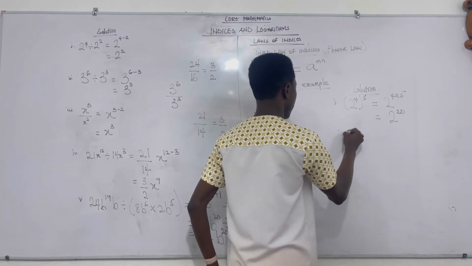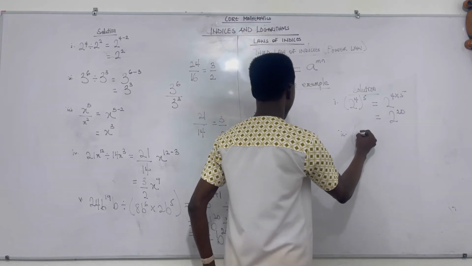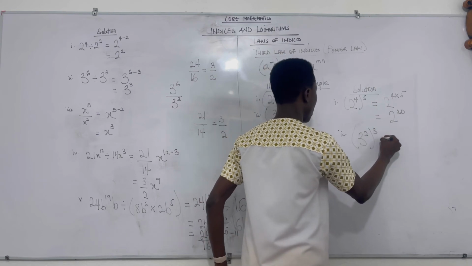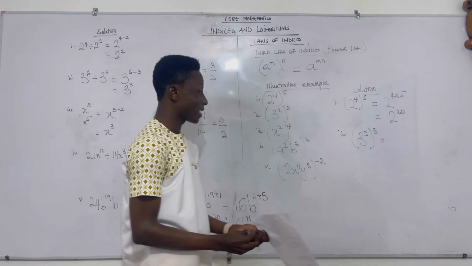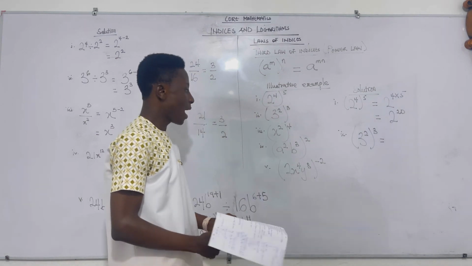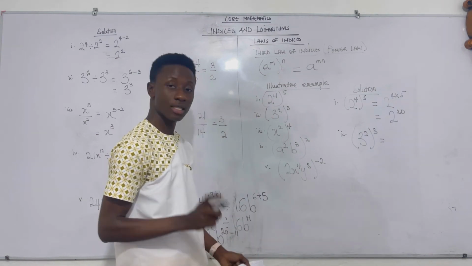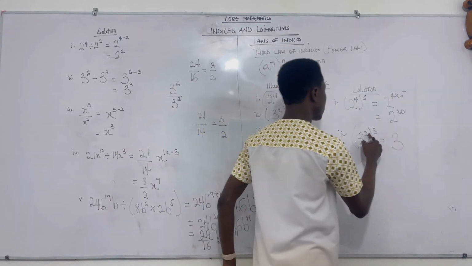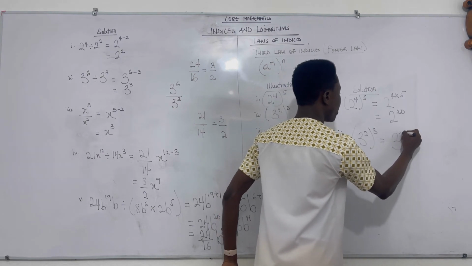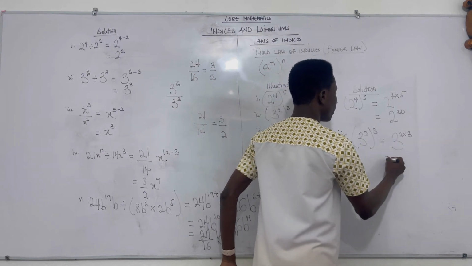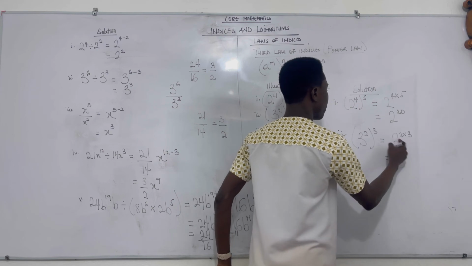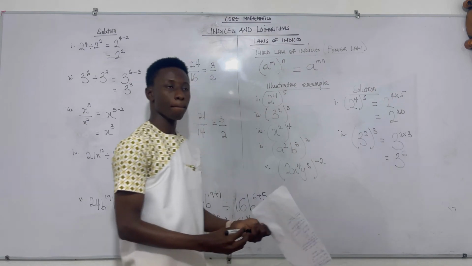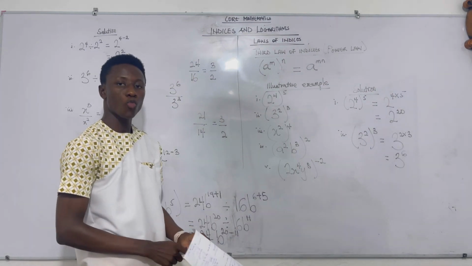Next, II. When you have 3 exponent 2 raised to the power 3, can you pause the video and then try that yourself? Alright, so after doing that, what did you get? Let's see if your answer tallies with mine. So you would have 3 exponent 2 times 3, giving 3 exponent 3 plus 3 times 2 is what? 6. All right.